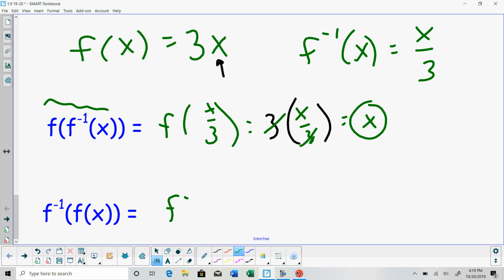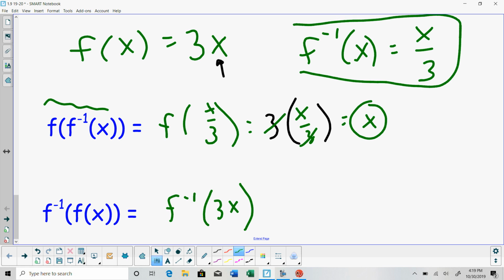Let's test this for f inverse of f of x. That means I want f inverse of 3x, since my f of x function was 3x. Now I go to my inverse function, and I plug in 3x wherever I see an x. So I'm going to have 3x over 3. Now the 3's divide out, and again, I'm just left with x.